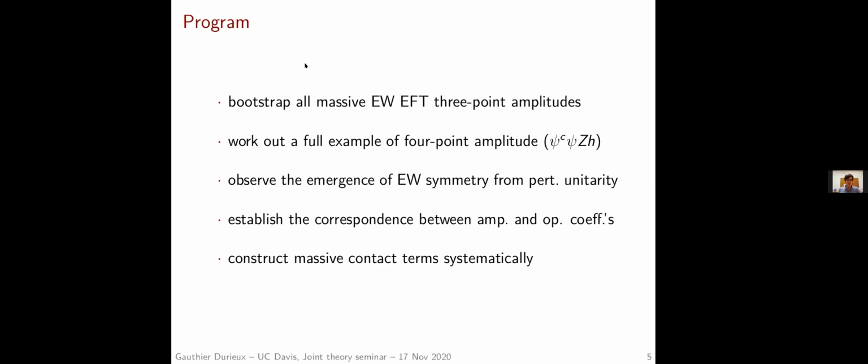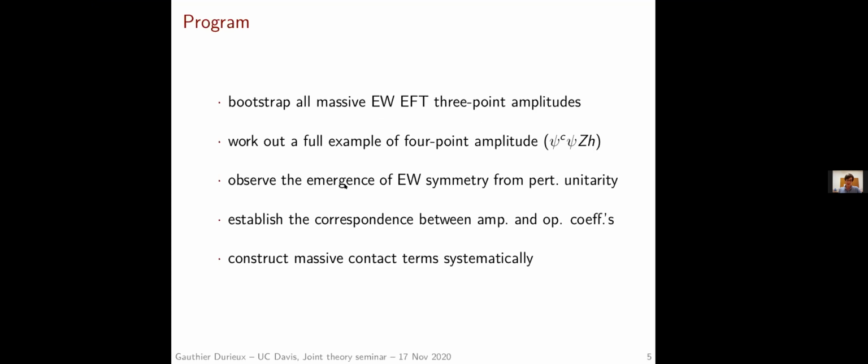So this brings me to the program of what we have achieved so far, and also what I'm going to describe in this talk. So first, we bootstrapped effective field theory amplitudes in this electroweak sector of the standard model effective field theory, because the QCD sector is already well studied. We also worked out a full example of a 4-point amplitude, which is this Fermi-Fermi Z Higgs amplitude, relevant for Higgs production and decay at colliders.